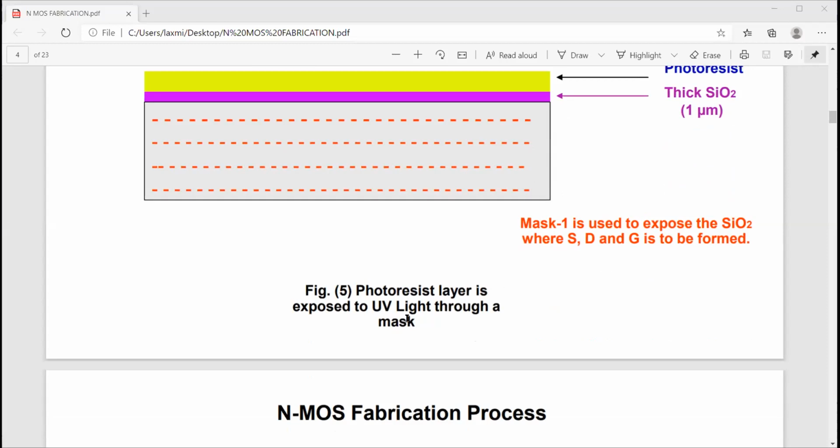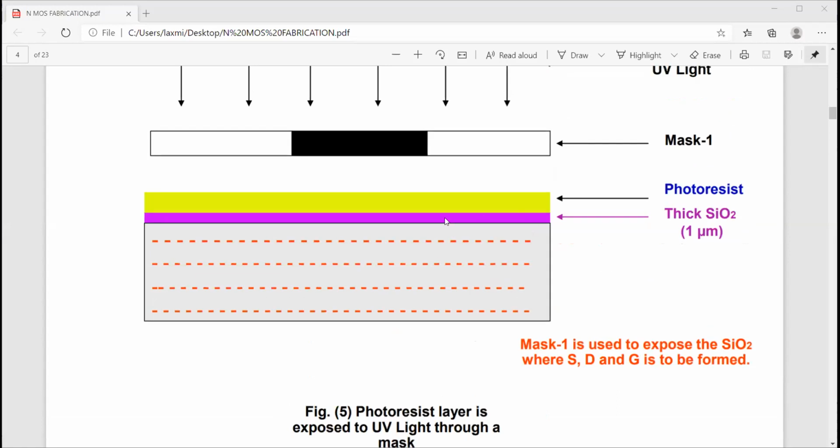the photoresist layer is exposed to UV light through a mask. The photoresist layer is exposed to UV light through a mask. The silicon dioxide layer is there, and we are using the photoresist layer. What is the use of the photoresist layer? If we are not using the photoresist layer, directly the UV light will fall on the silicon dioxide layer. If the UV light falls directly on the silicon dioxide layer, there will be some reactions.